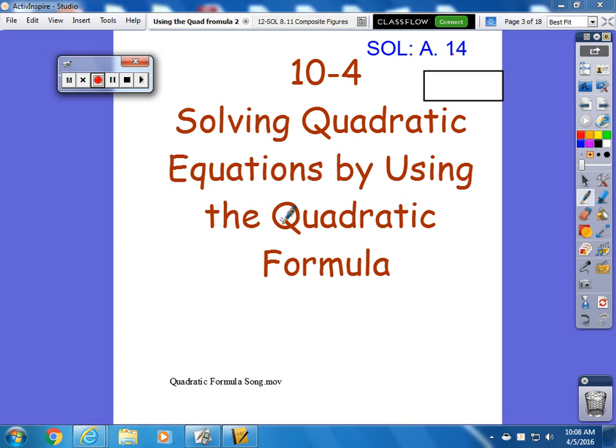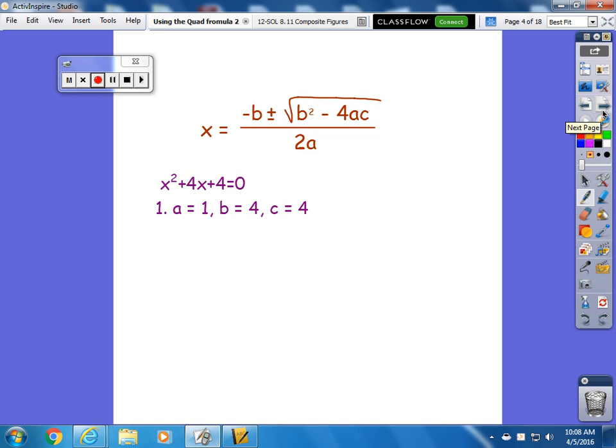Today's lesson is on solving quadratic equations by using the quadratic formula. Okay, it is SOL A.14. Okay, the quadratic formula, please write it down on your paper, is x equals negative b plus or minus the square root of b squared minus 4ac, all over 2a. Now you'll note that we get the a, b, and c from the standard form of a quadratic equation. You should recognize this.